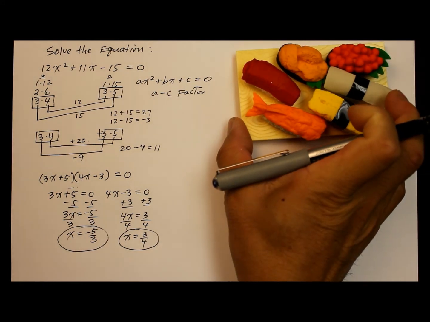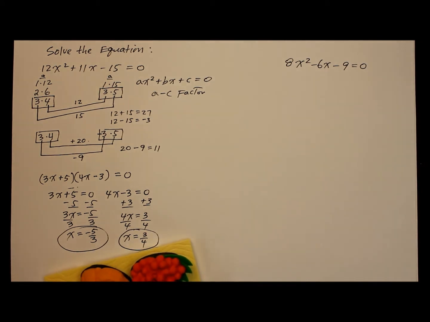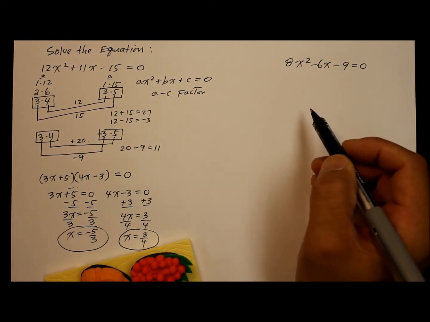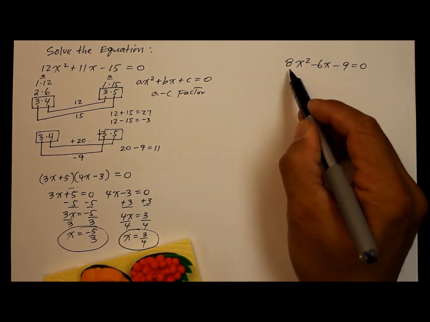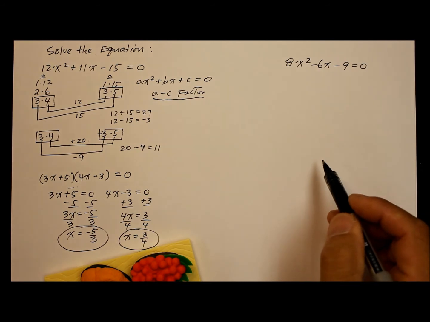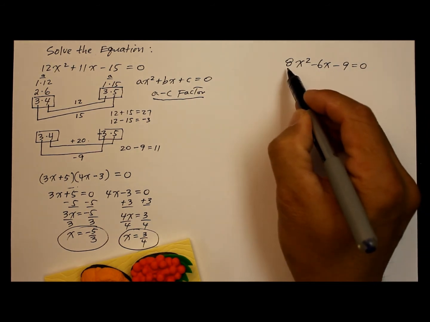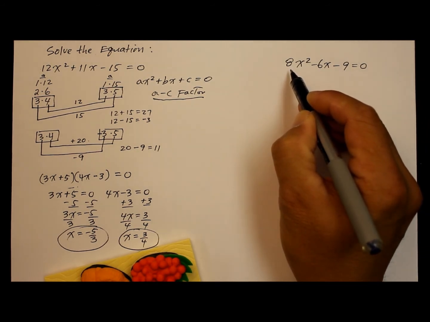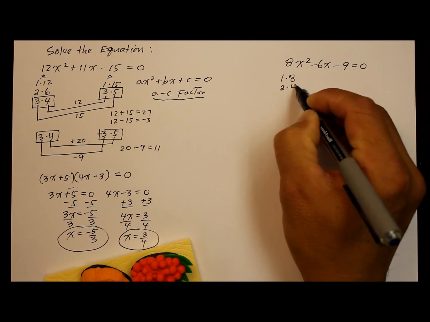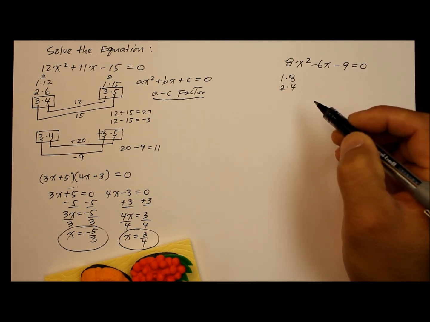Now you try this one. Good. You said, okay, this also, the leading coefficient is not a 1, so I have to use the AC factor method to solve this equation. So now you're going to look at the A and ask yourself, what are all the factors that will give me, if you multiply, an 8. So you said 1 and 8, and you said 2 and 4. Okay? I think that's about it.